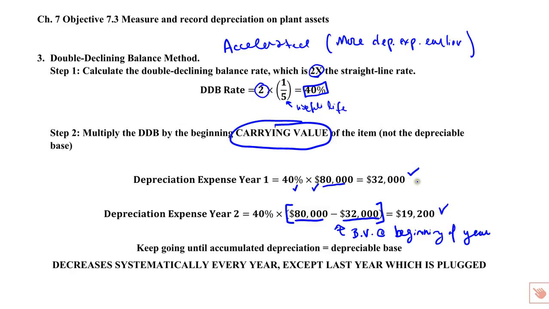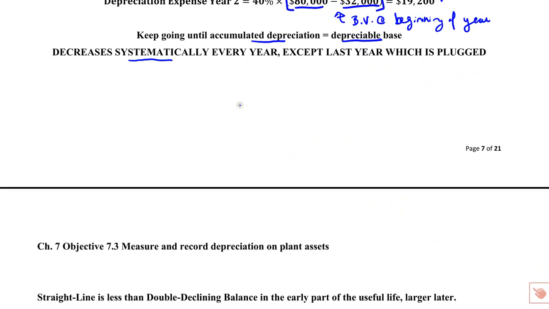With our accelerated method, we're going to see something over 14,000 at the beginning, and then below 14,000 near the end. So it will decrease systematically. Okay, keep going until your accumulated depreciation equals your depreciable base. You never depreciate more than your depreciable base.